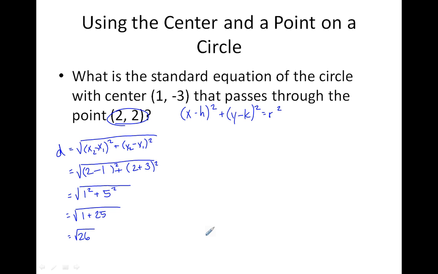You do not have to put it into a calculator because this is the radius, and remember, we're going to square it. So if we take our center, x minus 1 quantity squared, plus y, and we're going to have plus 3 because it's a -3, equals the radius squared. My radius is the square root of 26, so I square that, I get 26. And there's the equation of my circle.